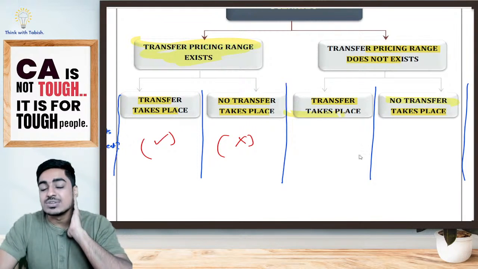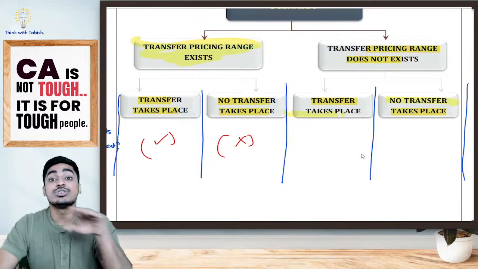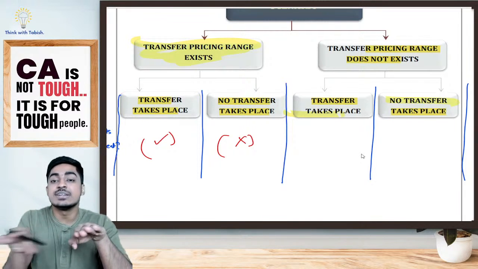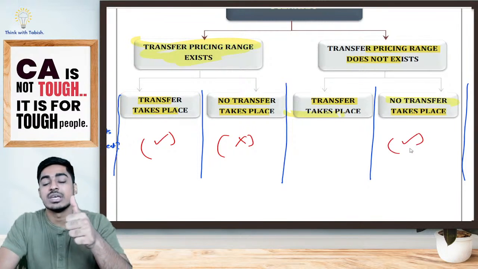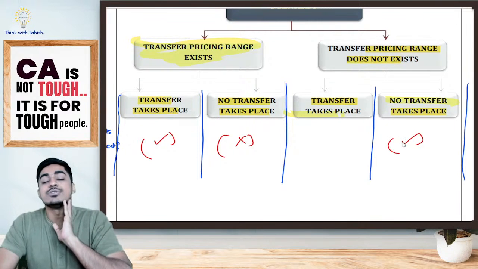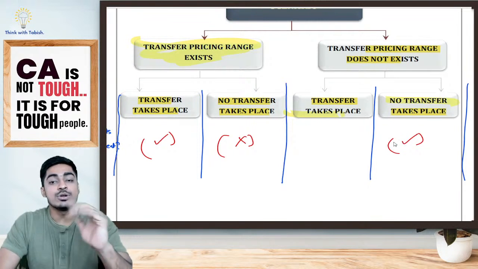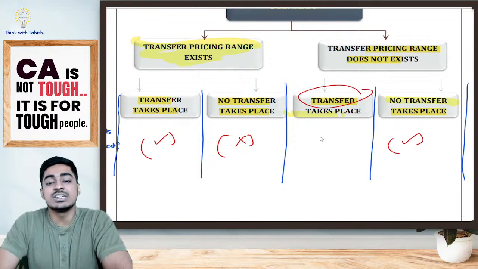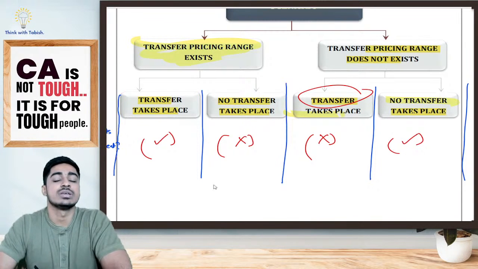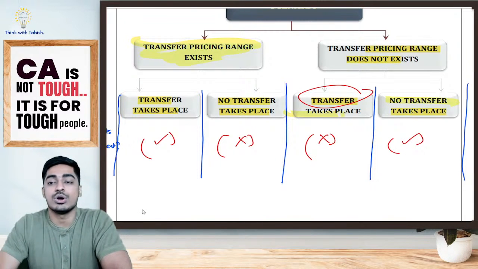Range does not exist. What are we telling? What the company is telling is transfer should not take place. In actual, transfer did not take place. We are telling goals are congruent. The company also told don't do transfer, the division also didn't do the transfer. But if the company told don't do the transfer, still the divisions did the transfer, we are telling goals are not congruent. This is the actual meaning of goal congruence.